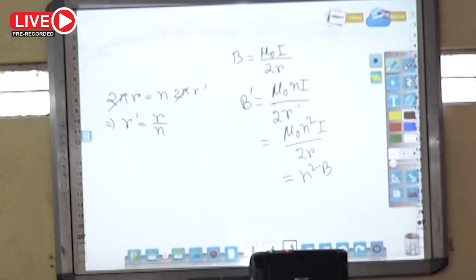Because when you change the number of turns, the radius will change as well as the current will change. So current will be multiplied and radius will be divided. Because length of the wire remains same. Previously you prepared one turn, now you prepare n number of turns. And here length means the circumference of the circle.